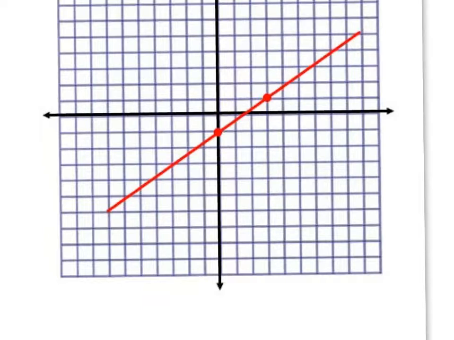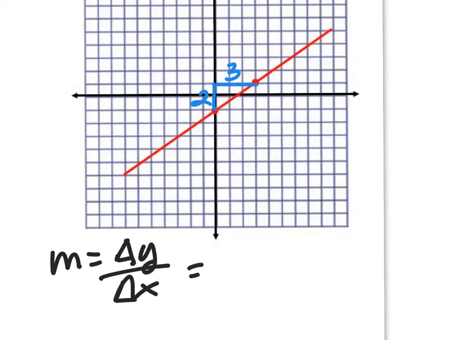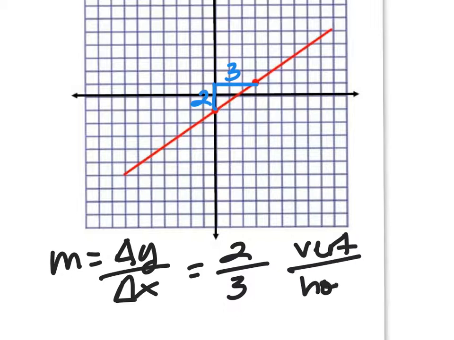And I need to know the slope, which I can figure out by making that triangle from point to point. And I see that this side is 2 and this side is 3. And remember that our slope equals the change in our y over the change in our x from point to point. So in this case, it's 2/3. And if you want to think about it, it's your vertical change over your horizontal change.